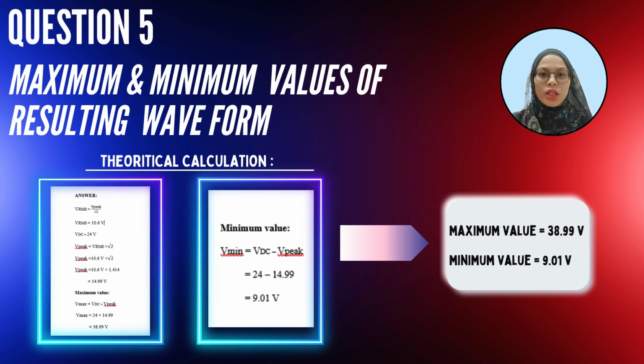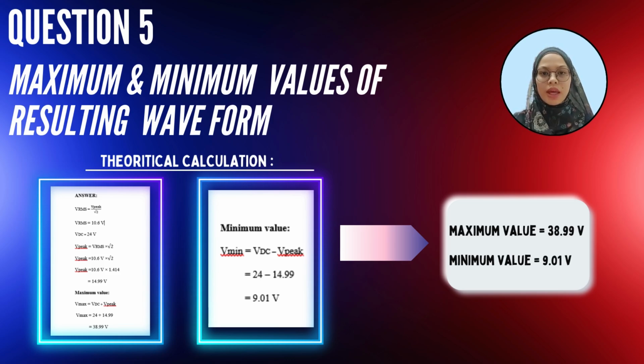Now I would like to continue with question 5, which is the maximum and minimum values of the resulting waveform that has a sine wave with an RMS value of 10.6 volts riding on a DC level of 24 volts. The sine waveform is the most well-known and frequently utilized periodic wave in electrical and electronic engineering, which can be applied in signal modulation, power electronics, and communication systems. This waveform combines AC, alternating current, and DC, direct current.